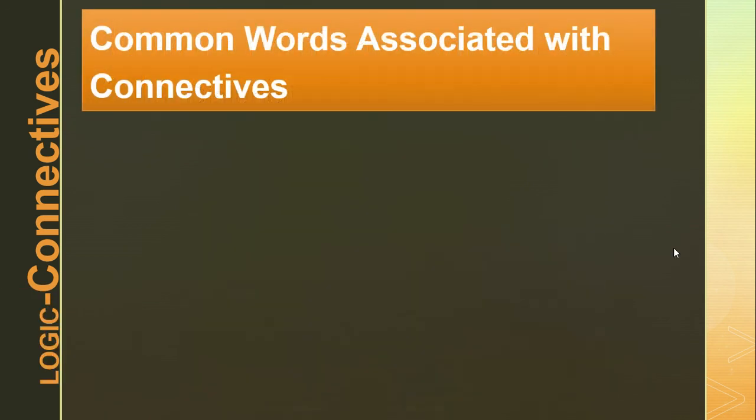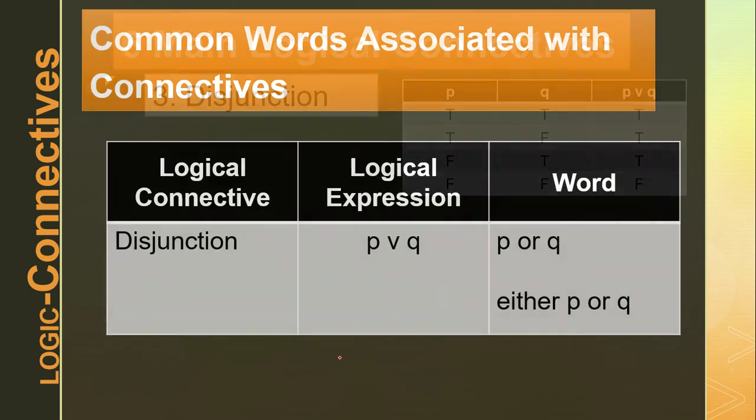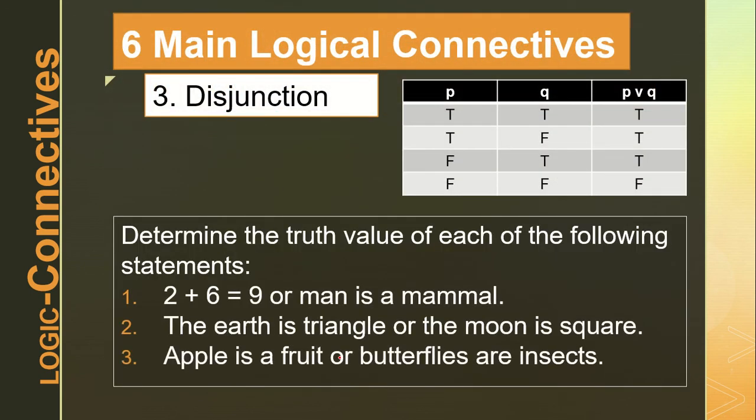Okay, now the words associated with disjunction are "or" and "either...or". You have either P or Q. If we use a sentence, we can have: it is either one is a number or man is a mammal. So mathematically, we can represent them as P or Q. Okay, here are some examples. So we use now the disjunction connective.